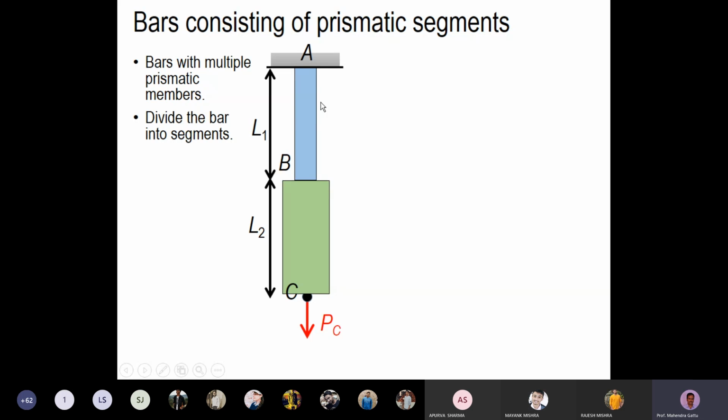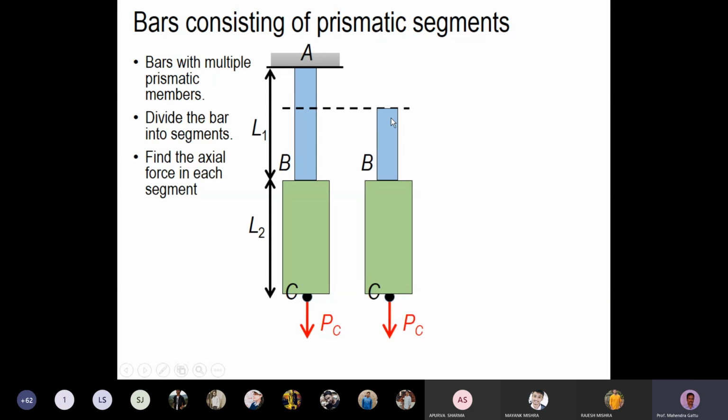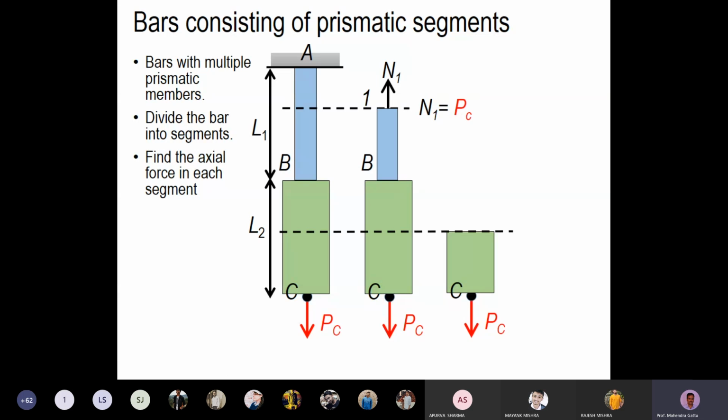Once we divide the bar into segments AB and BC, we'll analyze the axial force in segment AB. How to do that? We cut the cross section in segment AB and draw the free body diagram for this portion. Here we have this force PC downward, and to balance it, there is a tensile force N1 acting there, and that value is PC. Again, we want to find the axial force in BC, so we cut a cross section there and find the N2 value, which is also PC. So we have found these tensile forces.